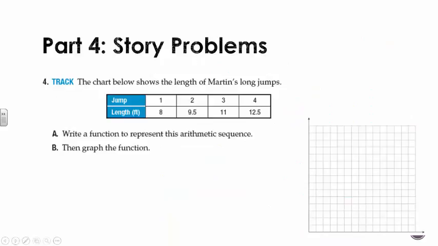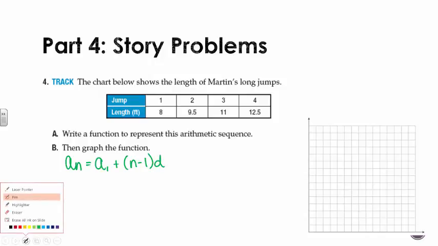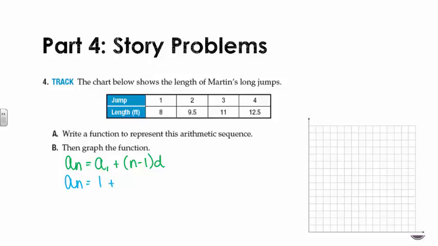So let's apply this to a story problem. The chart shows the length of Martin's long jump, so we need to write a function and then graph it. So we have our function. If you know you're going to forget this, write it down every single time. It'll help stick in your head. Now let's fill stuff in. My first term is 8, sorry. And my common difference here, what I'm going up by every time, is 1.5.